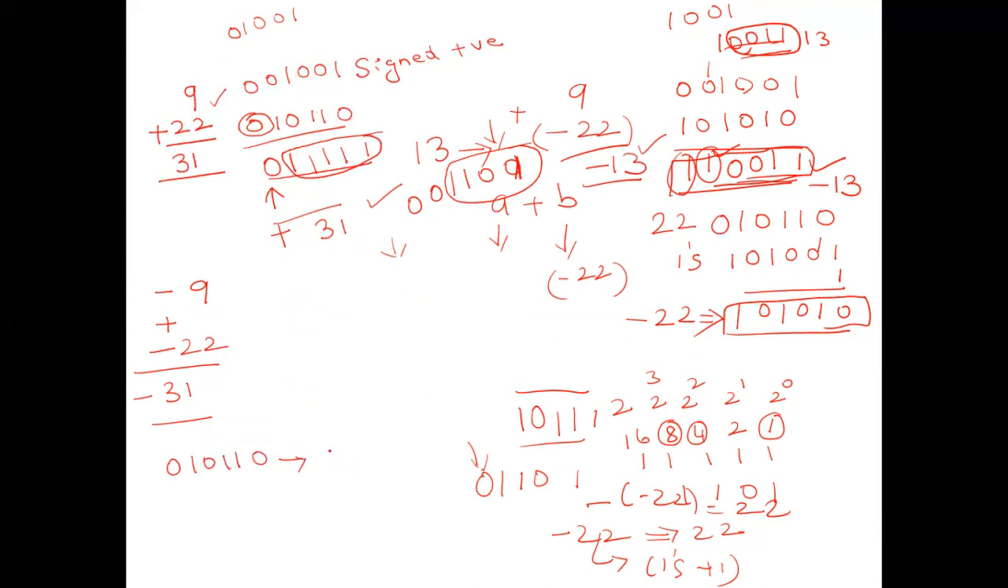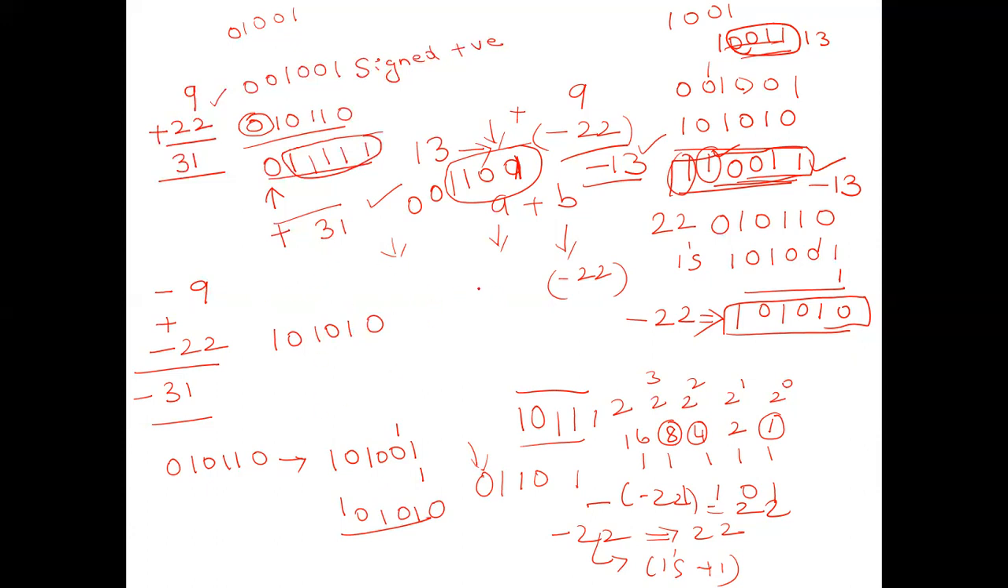Converted into a 1's complement, 101001, and add 1. So you will get 1 plus 1 is 10, and you will get 1010. So here the answer is 101010.